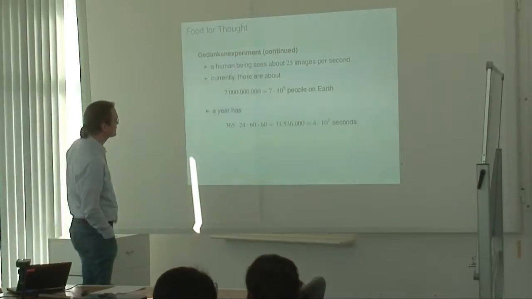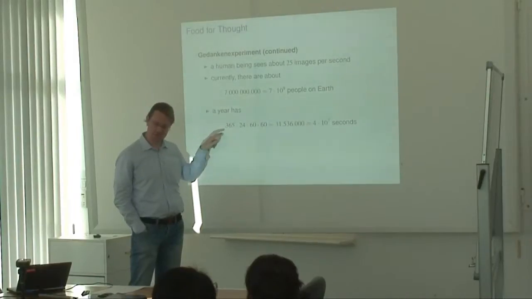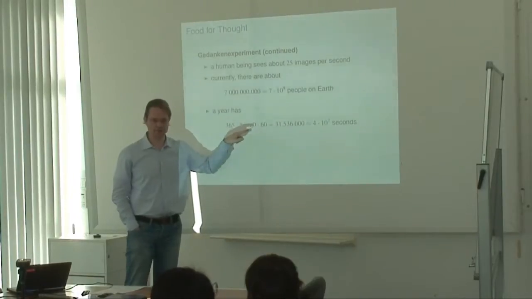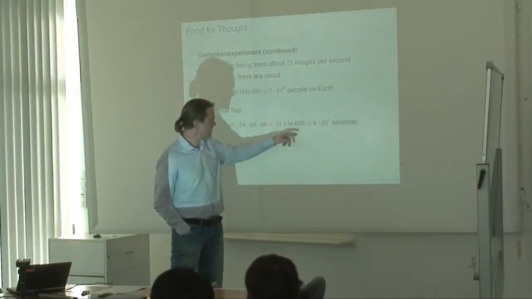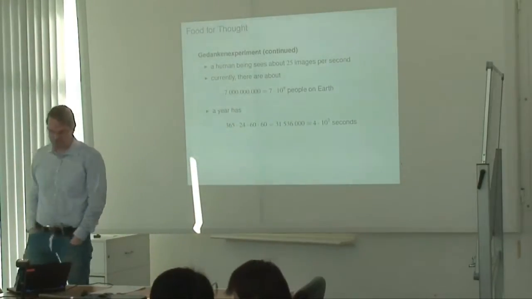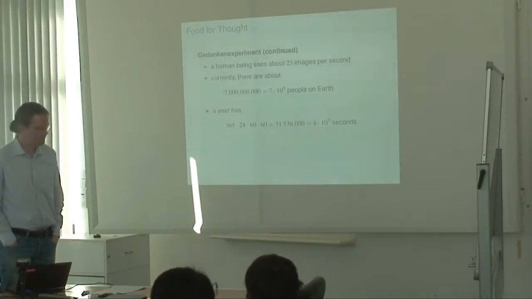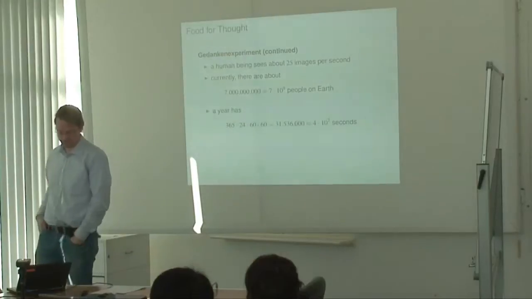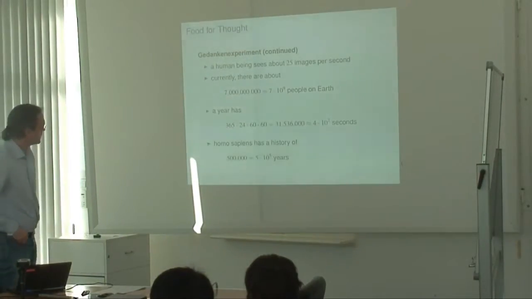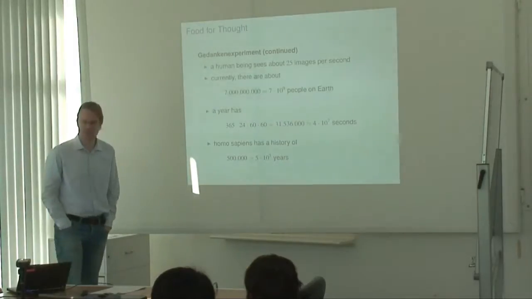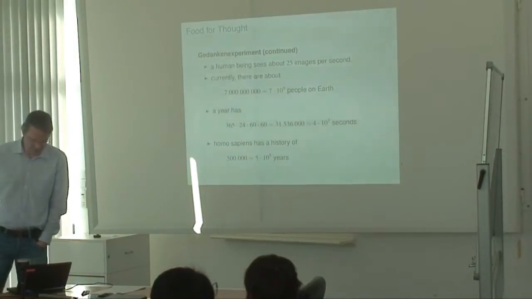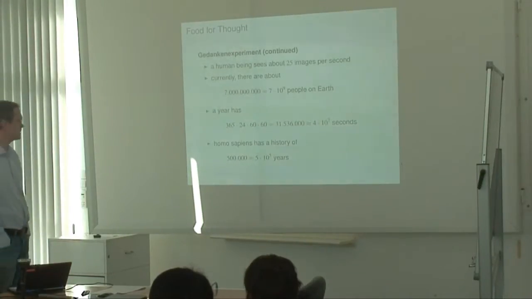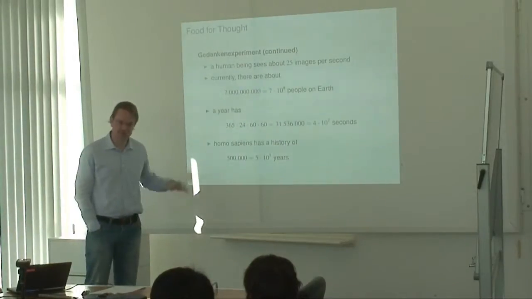A year has 365 days, times 24 hours, times 60 minutes, times 60 seconds. If you put all this together, a year has about 4 times 10 to the 7 seconds. Here I'm slightly overestimating, but we'll see that it doesn't matter. Humankind, Homo sapiens, has a history of about 500,000 years, which again is rather generous. It's less than that, but let's say, for the sake of the argument, 500,000 years.